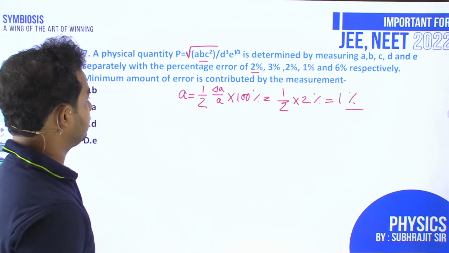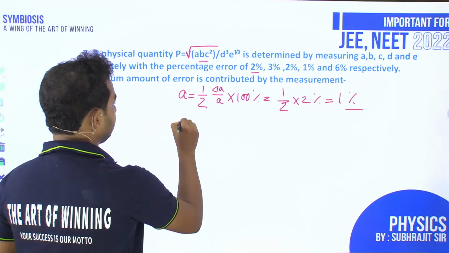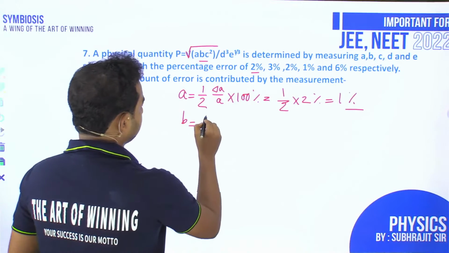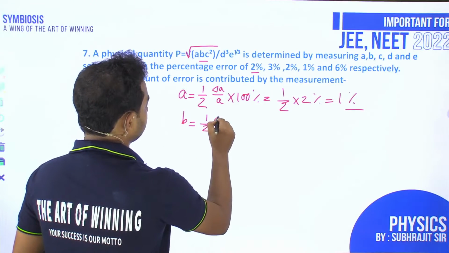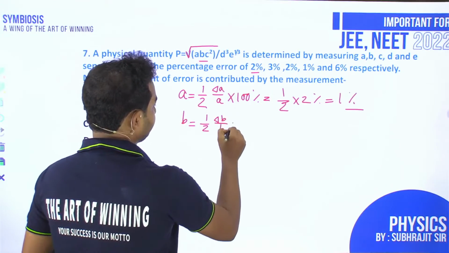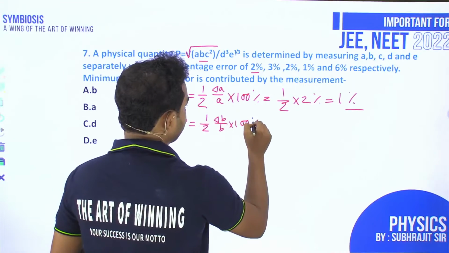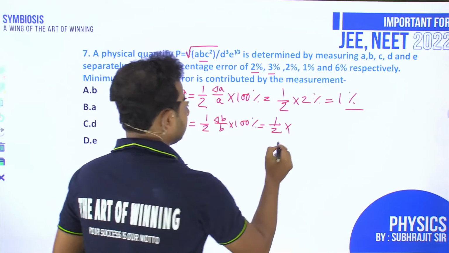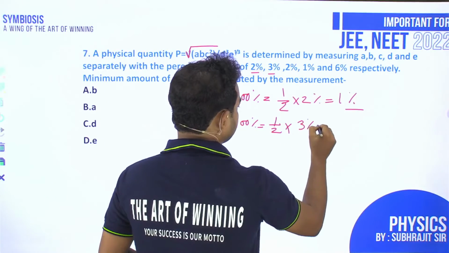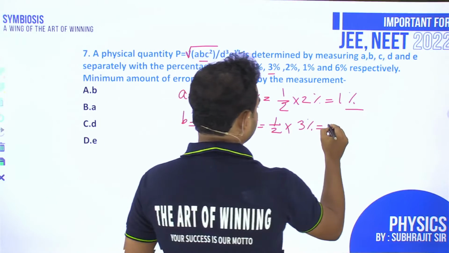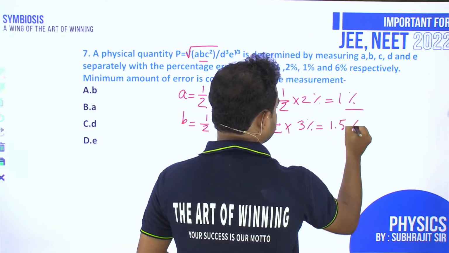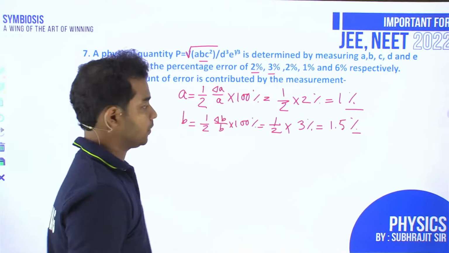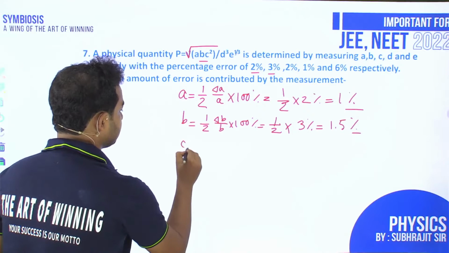Got it? Now error contributed by B is half into del B by B into 100%. So half into, that one is given, that is 3%. So this is 3 by 2, that means 1.5%. Got it? Now error contributed by C.